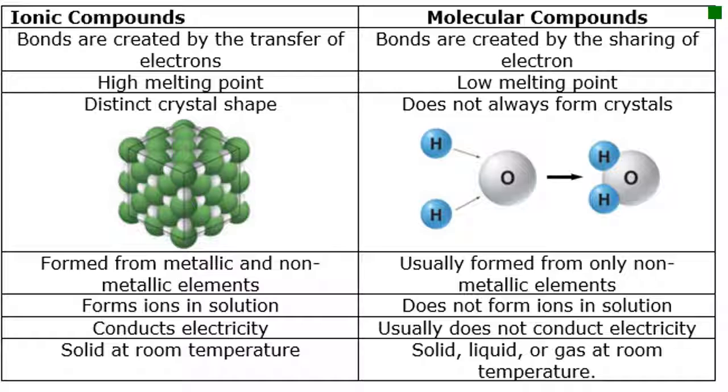Molecular compounds have bonds created by sharing of electrons, so it's not that tight of a bond. Therefore, they have a low melting point, and it does not always form crystals. They're usually formed only of non-metallic elements, so everything on the right side of the periodic table, on the opposite side of the staircase. It does not form ions in solution, and it usually doesn't conduct electricity. And who knows what they are at room temperature. They could be a solid, a liquid, or a gas. They're all different.